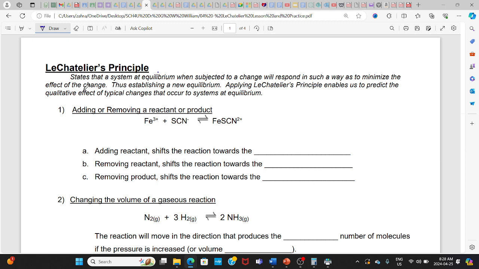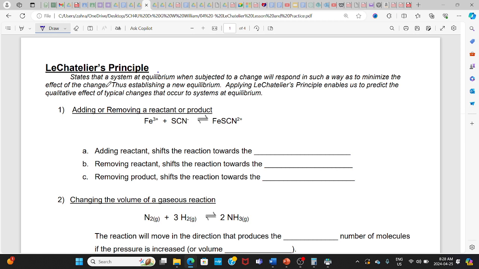Okay, let's talk about Le Chatelier's principle. Let's just see what this principle is. It states that a system at equilibrium, when subjected to a change, will respond in such a way as to minimize the effect of the change. So this is something that I always talk to you about in this course.